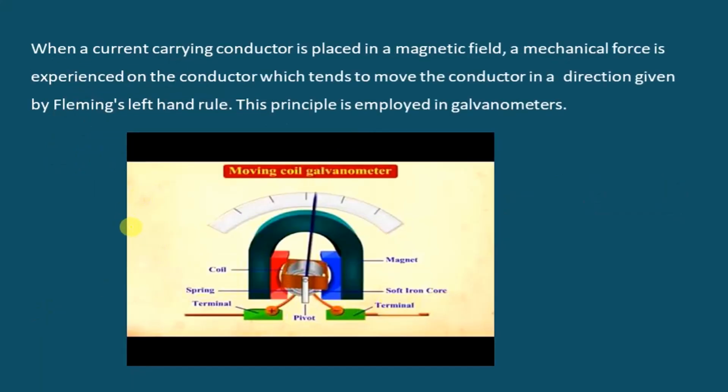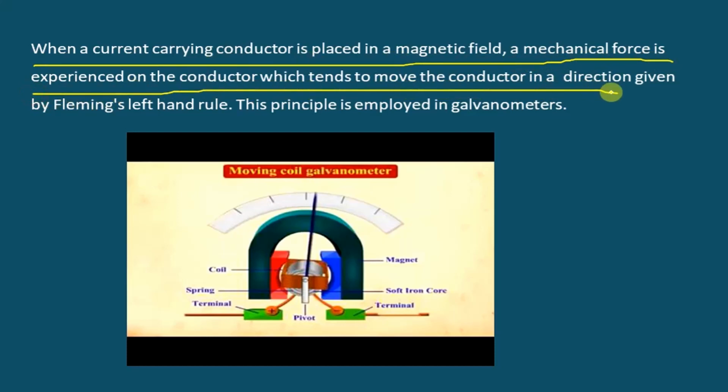Here you can see the galvanometer is working on the basis of Faraday's law and Fleming's left hand rule. It is written: when a current carrying conductor is placed in a magnetic field, a mechanical force is experienced on the conductor, which tends to move in a direction given by Fleming's left hand rule. This principle is employed in the galvanometer. Basically the principle used in the motor is the same principle used in the galvanometer.